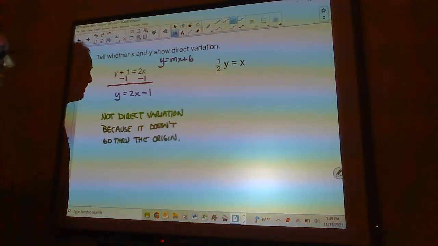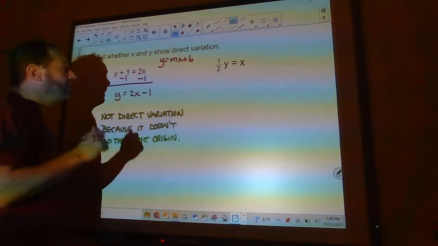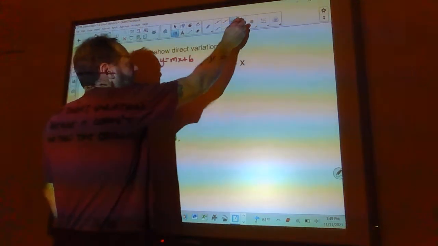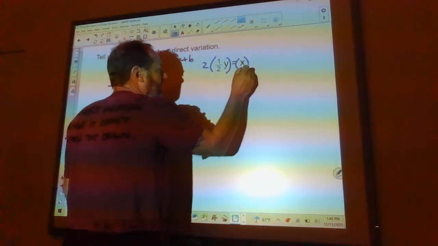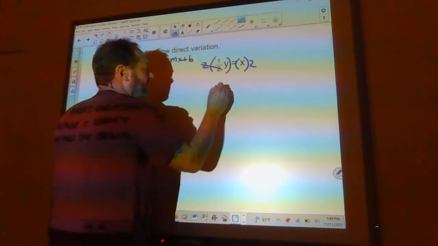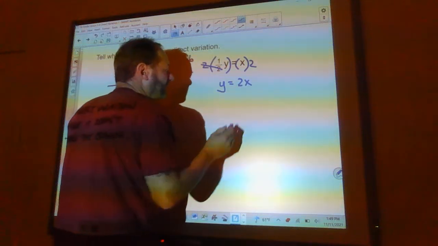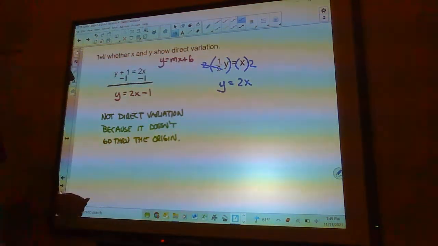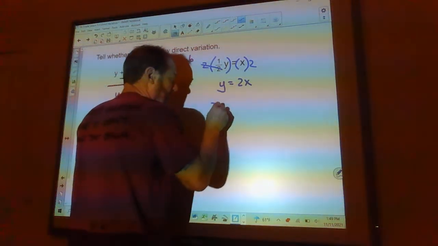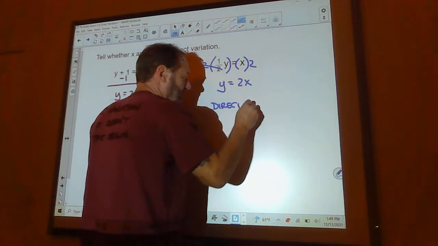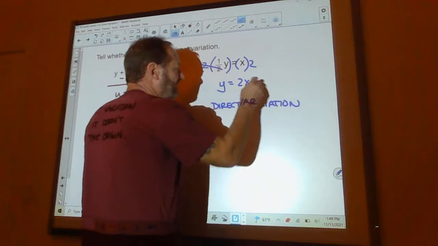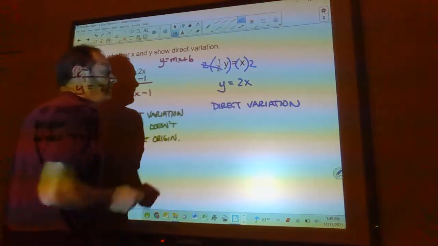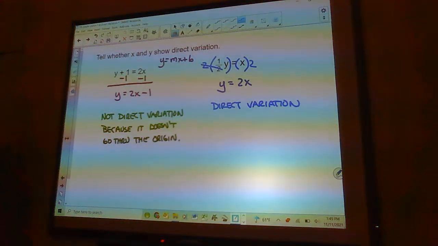Okay, so let's look at this one. Again, let's put this in slope-intercept form. So we're going to multiply both sides of this equation by 2. And that is going to go away, and I get y equals 2x. Okay, that is direct variation. I can tell just looking at it because it doesn't have a b. It doesn't have this b right here. It's just y equals some number times x.